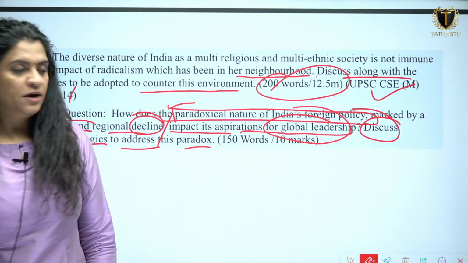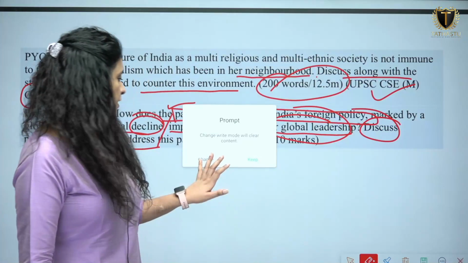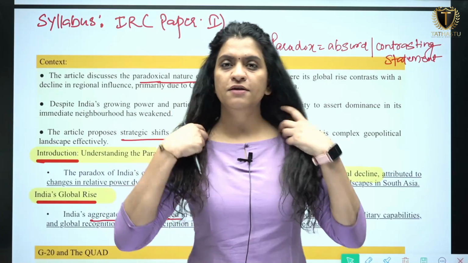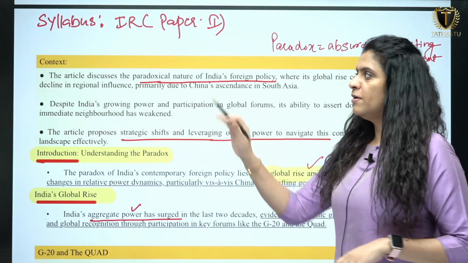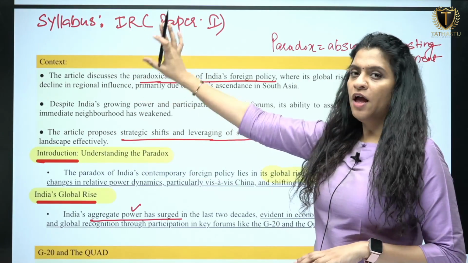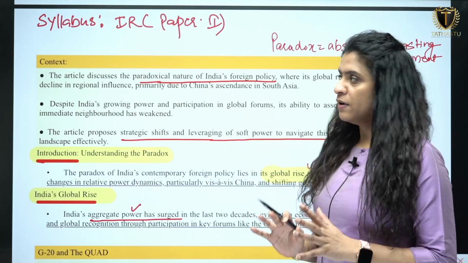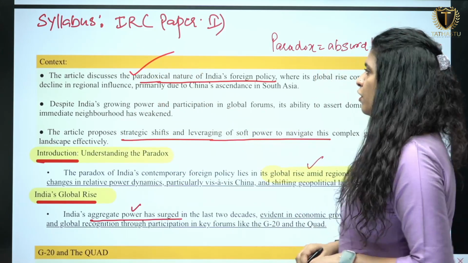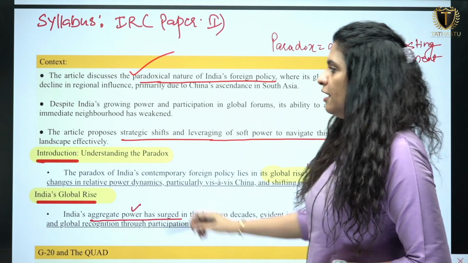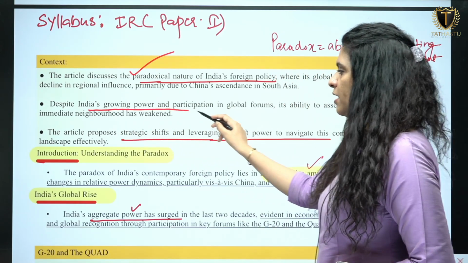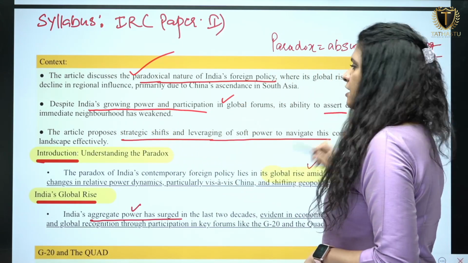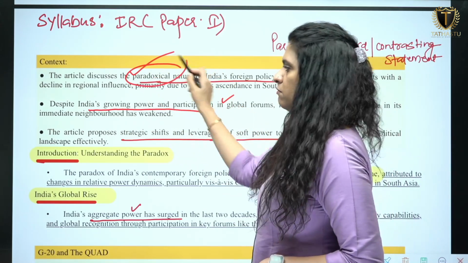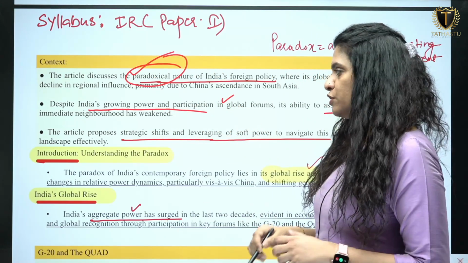So let's deconstruct and understand the article in an easy manner. If there is any difficulty understanding from the newspaper, I have put the same content in an easier manner for you to understand. So the context क्या है article का? The paradoxical nature of India's foreign policy. ये कह रहा है कि इंडिया का जो rise है globally, that is there, but regionally is decline. So this is the paradox of India's stance, India's position.